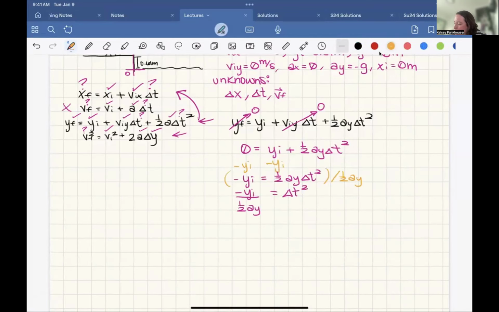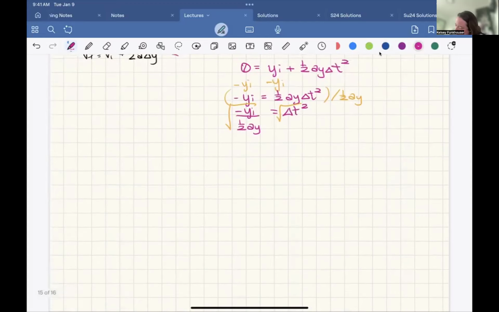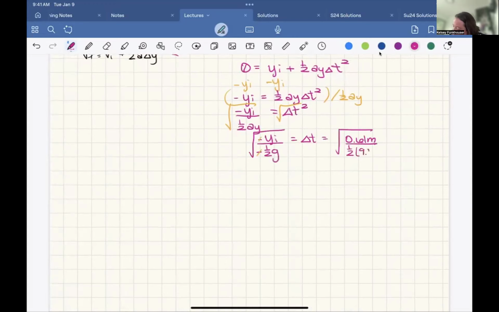And then we can just take a square root of both sides and we have the time interval by itself. So square root of negative y initial, and then I'm going to put g in here so that it's negative g. And so this is the time interval, and that way our negative signs cancel out, so we don't have to worry about them. And finally, we can just plug things in. So y initial is at 0.61 meters, and we have 1/2 and 9.8 meters per second squared. So this gives us a time interval of 0.35 seconds.